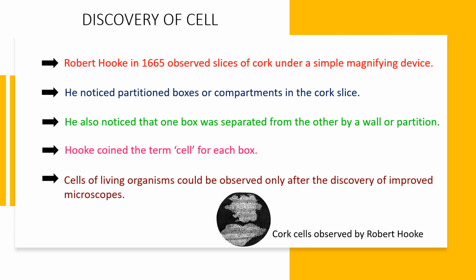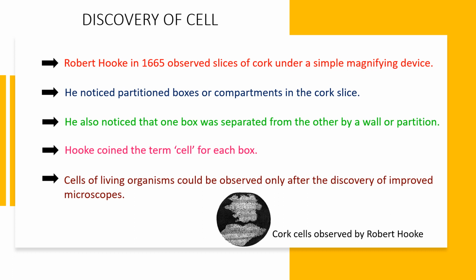Let us learn about the cell very clearly from the discovery. So who discovered, when he discovered, how it was when it was discovered. The first question, who discovered and in which year? Robert Hooke in 1665 observed slices of cork under a simple magnifying device. So the discovery of cell was done by Robert Hooke.